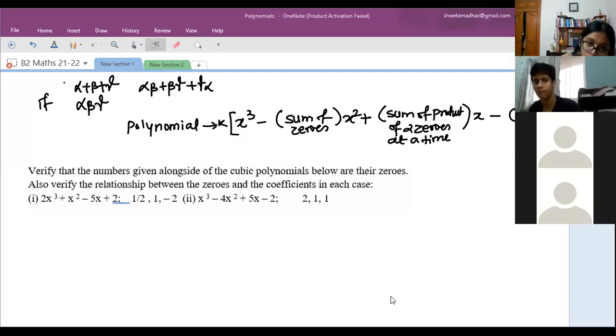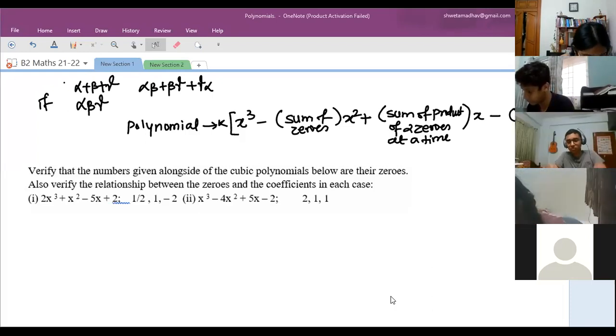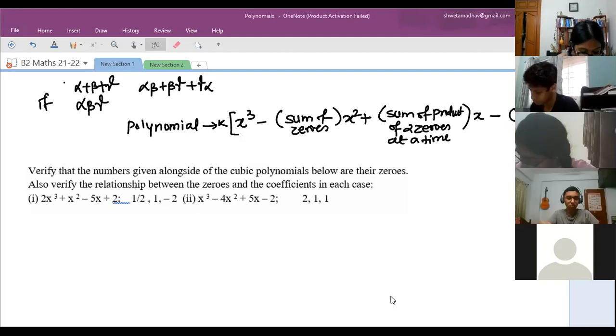Ma'am, how to do the 50th one? In the 50th, they have given the sum of zeros is 2. So product of zeros is minus 14, and alpha beta plus beta gamma plus gamma alpha is minus 7.